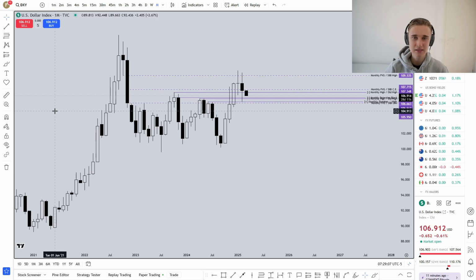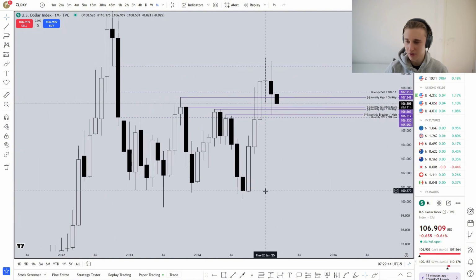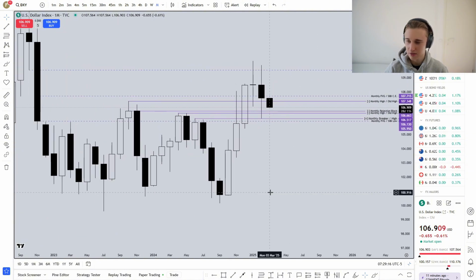But now let's start off with the weekly outlook. As usual, we start off with DXY. You can see we have a new monthly candle. We're going into the trading month of March, the last month of the first quarter of the year 2025.